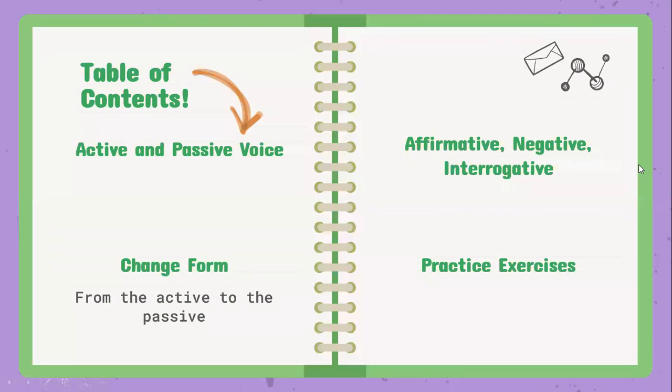Here's the table of contents. We're going to get introduced to the active and the passive voice. We're going to learn how to change the form in the active and the form in the passive, according to the tenses also, then how to change the sentence form from affirmative to negative and interrogative, and then we will have practice exercises on everything that we will learn today.